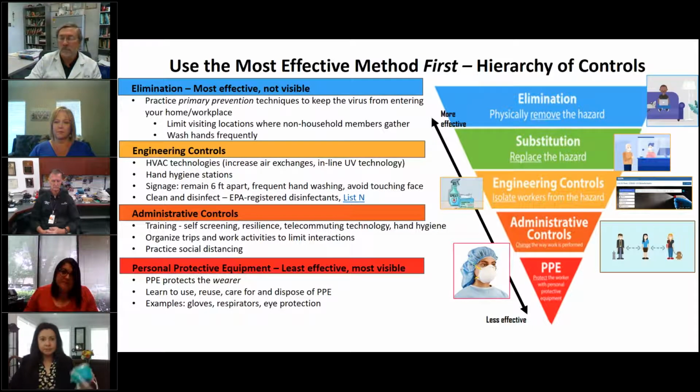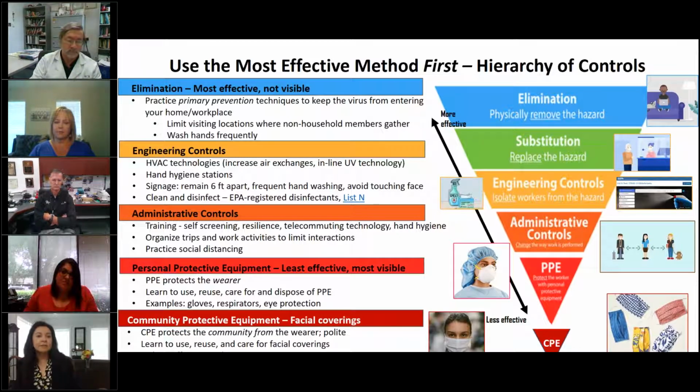So if you are using these in your healthcare establishment, know how to use them, how to clean them, how to disinfect them, when to change out filter cartridges, how to dispose of them. Okay, next slide, please. And finally, we've added another category to this classic tool, and that's called community protective equipment.